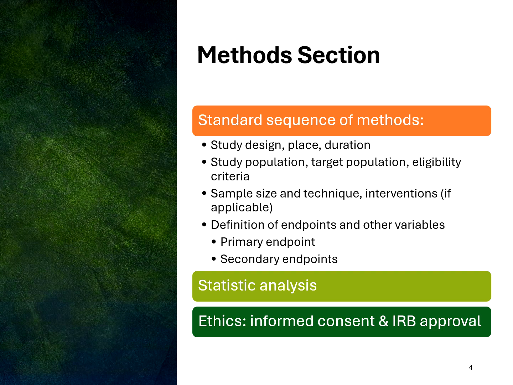In the method section, you have to tell about the study design, the place of the study, the duration of the study, the population in which you conducted the study or made the measurements, the target population, study population, eligibility criteria, sample size, sampling technique, and interventions, if applicable. If it's an interventional study, then you have to give a detailed account of interventions, and the definition of endpoints, primary endpoint and secondary endpoints, if there are any. So you have to define those endpoints.